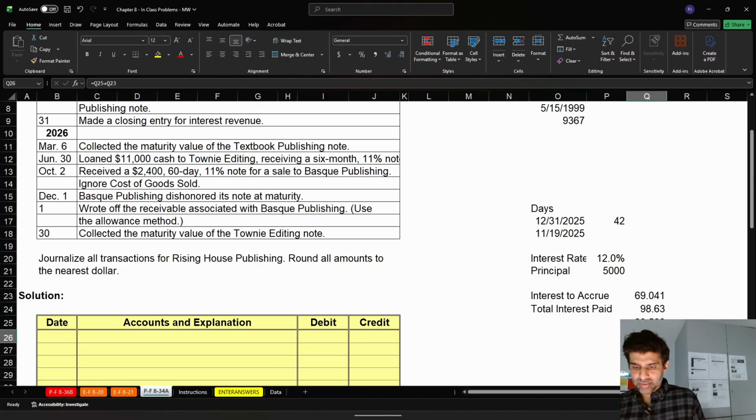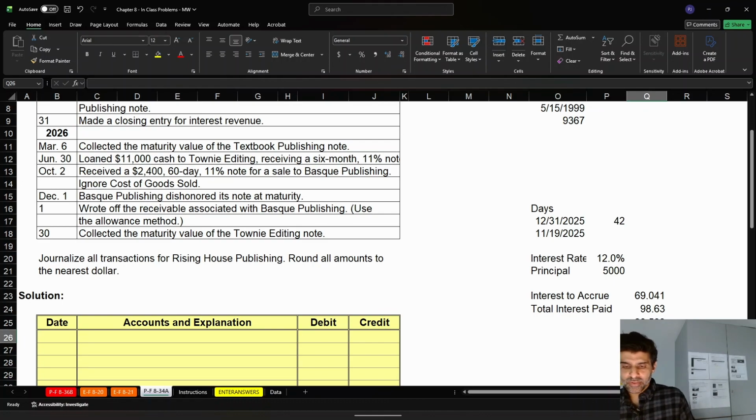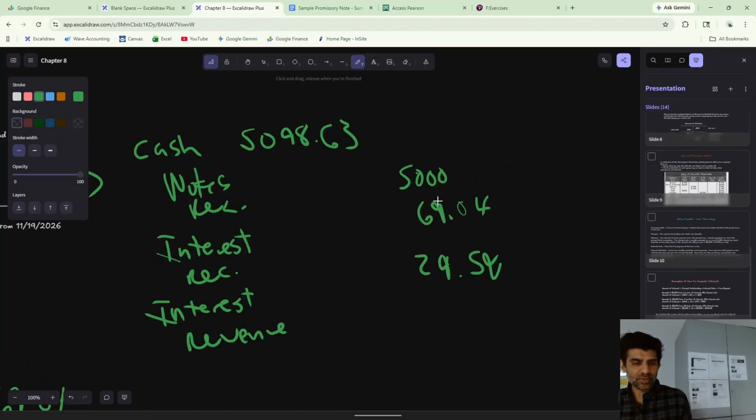So it is. We could have also done it a different way by taking the total minus what we accrued. It will give us the same result. $29.59. So this would be our journal entry for this payment.